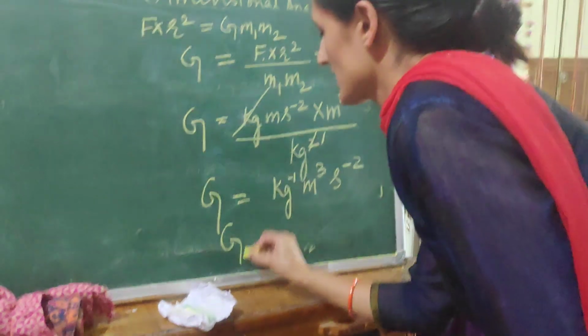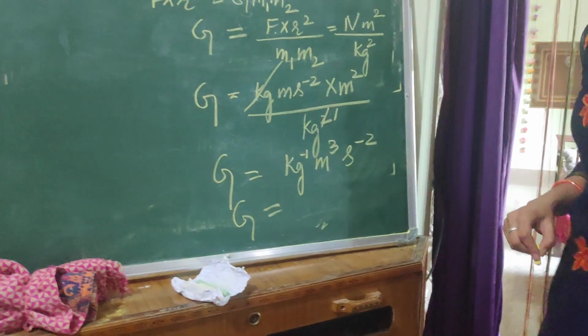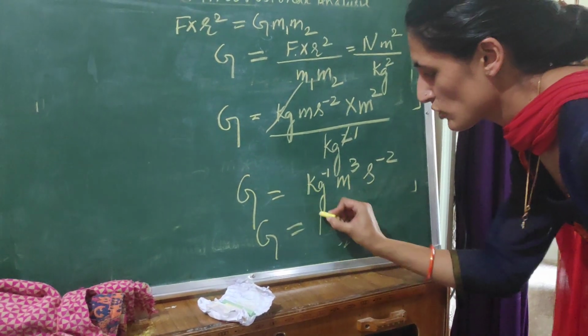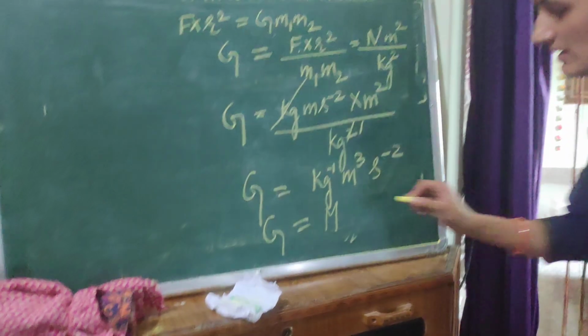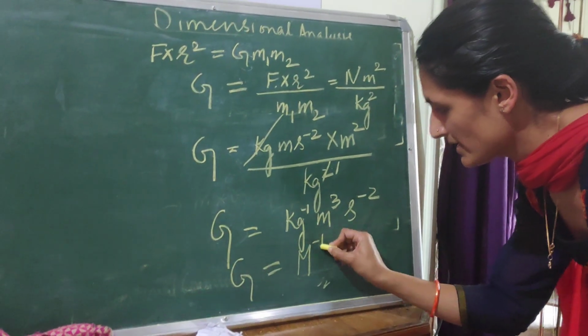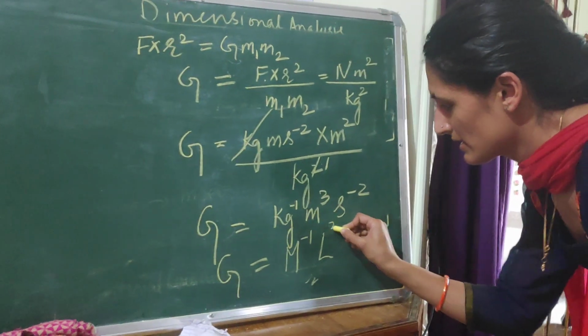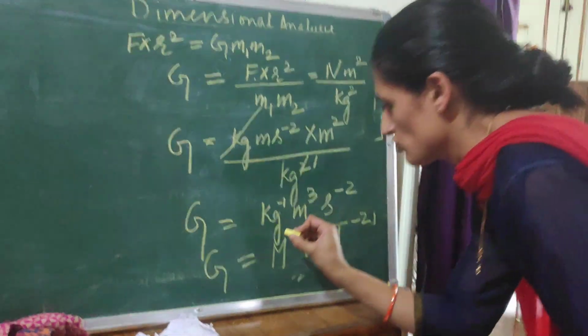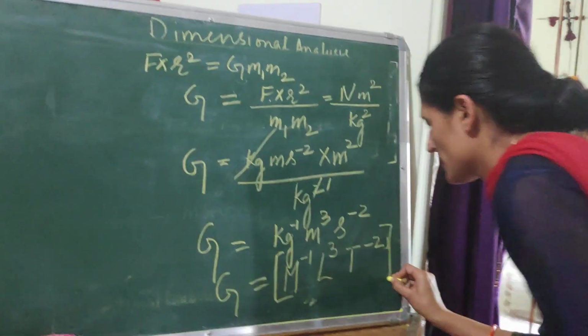So what will be the dimensional formula for the gravitational constant? Kg is the unit of mass, so for mass what do we write? M. Kg has power minus 1, so M^-1. Meter is L, so L cube, and T^-2. So I hope you get these things.